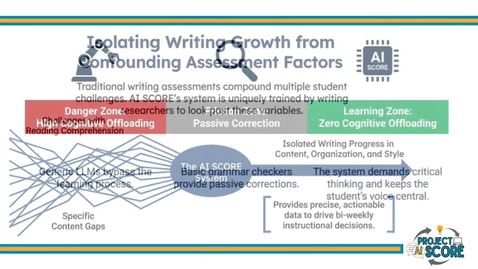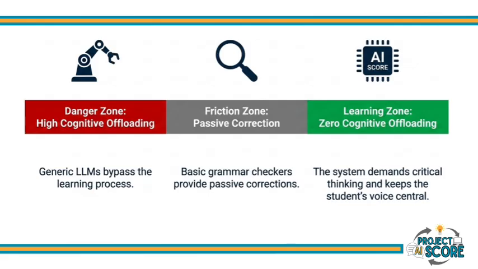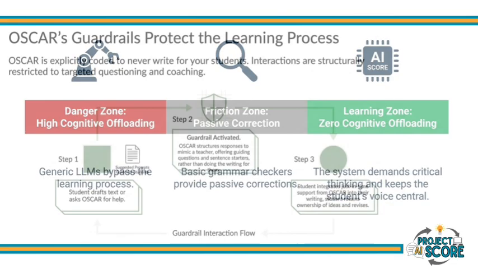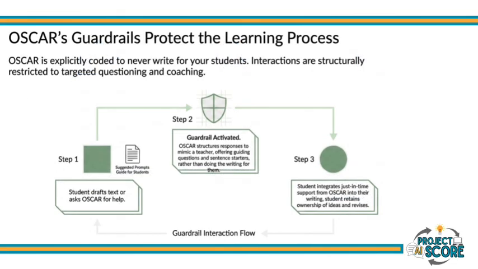A major concern with the use of AI in writing is cognitive offloading. Traditional large language models are able to generate full essays for students, which completely removes the learning process. AI Score is engineered with strict guardrails to prevent this type of cognitive offloading. Our student-facing writing coach, Oscar, is explicitly coded so it will never do the writing for your students.